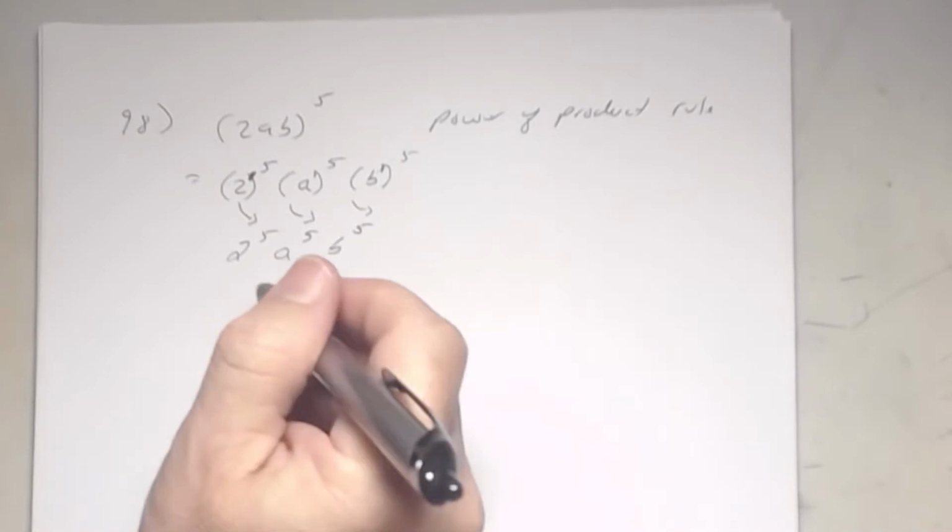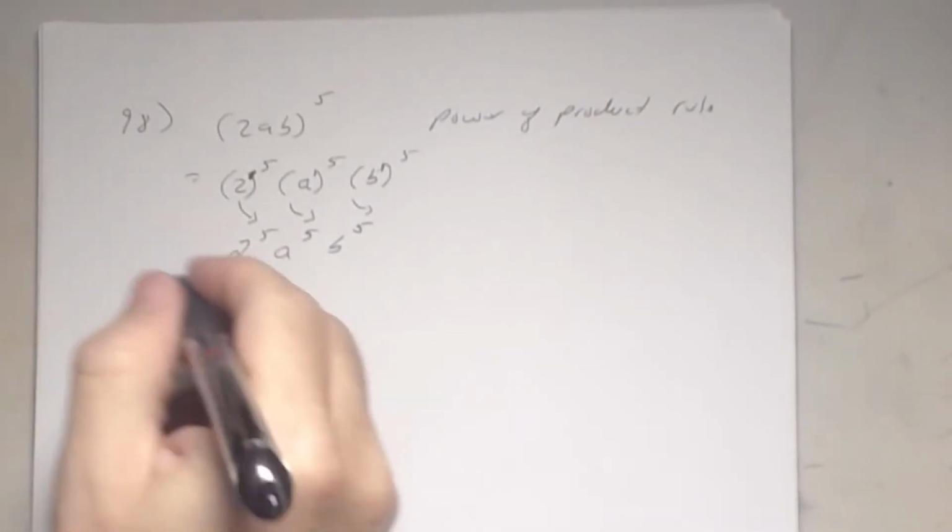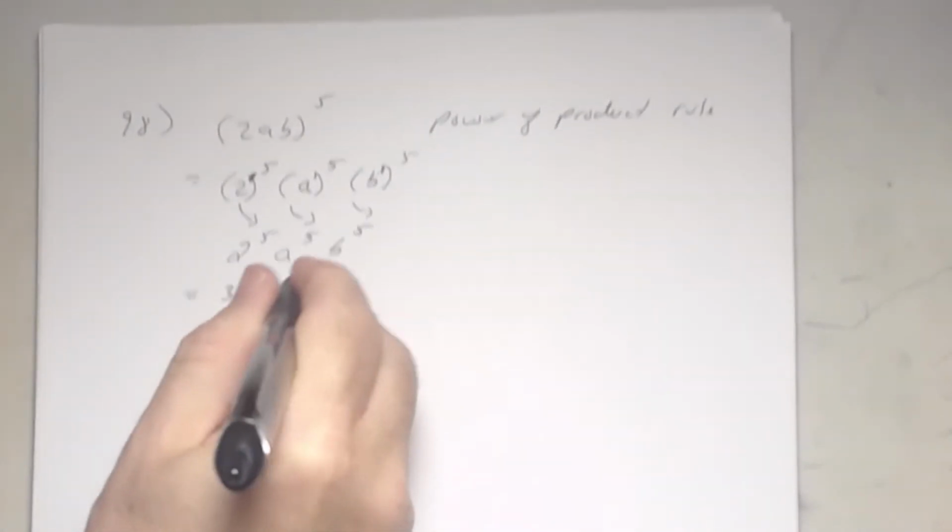All right. Now one more step, because you can't leave it as 2 to the 5th. You have your calculator, and even if you didn't, it's easy to do. 2 to the 5th means 2 times 2, which is 4. 4 times 2, which is 8. 8 times 2, which is 16, and 16 times 2, which is 32. So that's 32 a to the 5th b to the 5th.